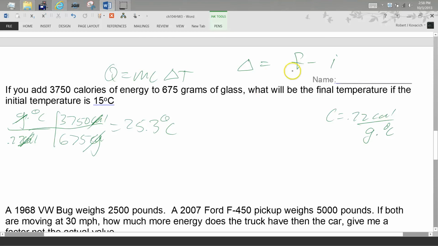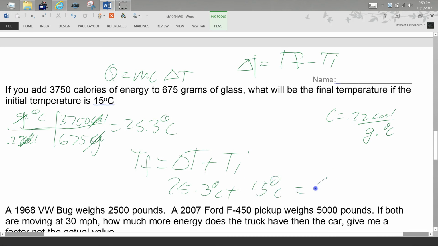So I've got this temperature equation here, temperature final, temperature initial. And so I'm looking for my temperature final, and that's going to be equal to my change in my temperature plus my initial temperature. So I got 25.3 degrees C plus 15 degrees C, and we end up with 40. I'm just going to put a decimal there, degrees C, because we have 2 sig figs here. So then my answer is going to have 2 sig figs in it. So even though it's 40.3, I'm going to have to drop that 3, and there's my final temperature for that.